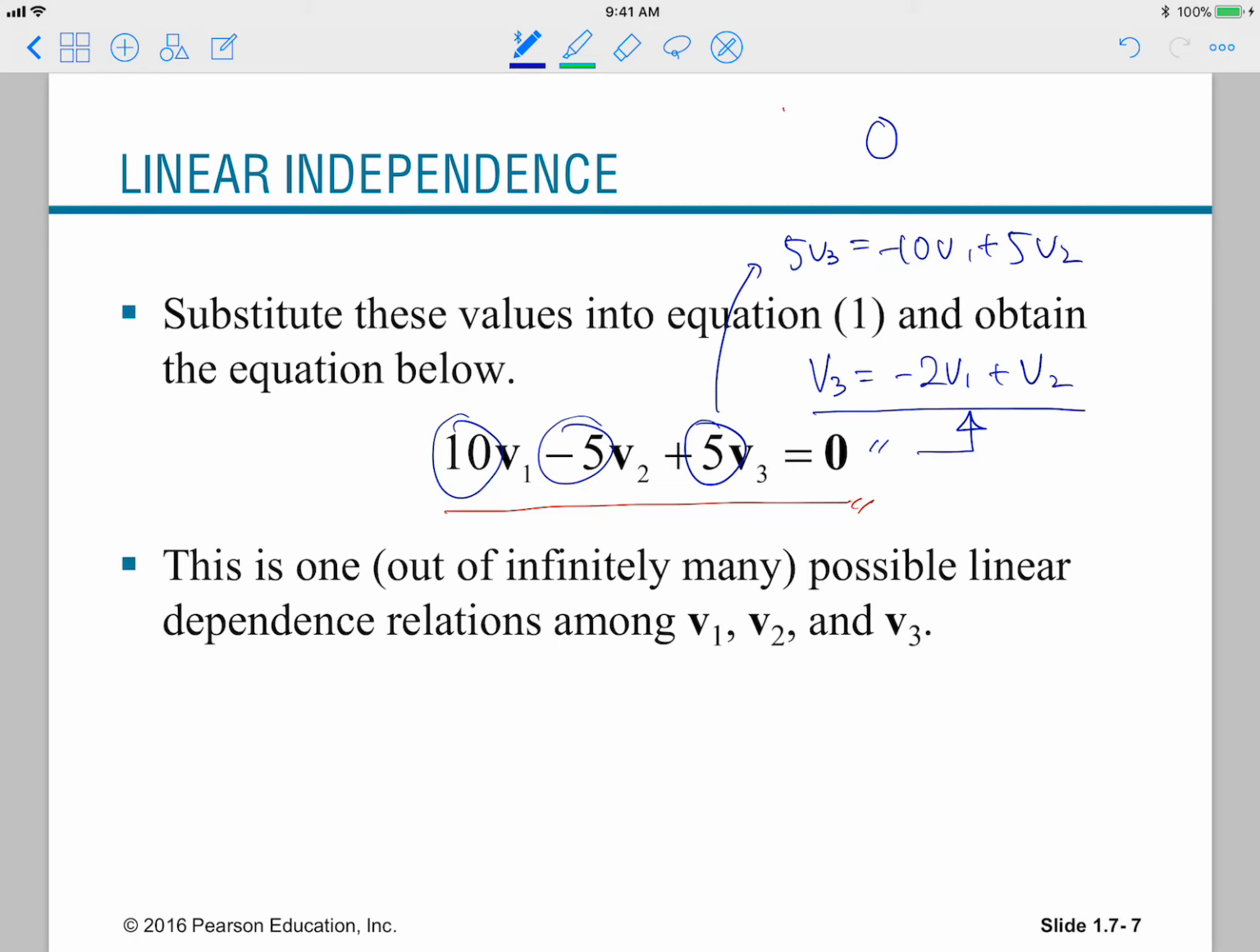where we represented one of our given vectors, v3, as a linear combination of the previous vectors, right? So you can understand this equation as v3 represented as the linear combination of v1 and v2, and of course the linear combination coefficients will be -2 and 1, right?